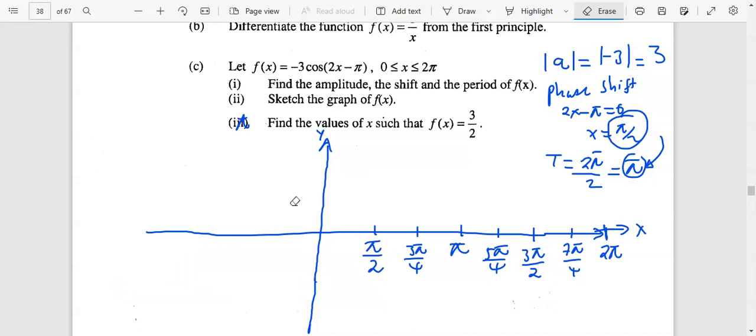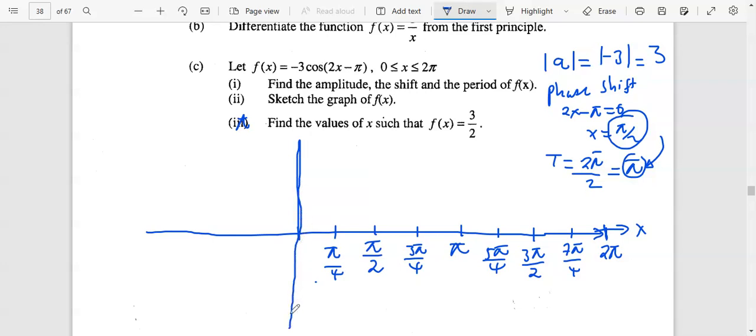Pi over 4 plus pi over 4 is pi over 2, so I just want to remove this because I need equal regions. So pi over 2 minus pi over 4 will give us pi over 4. Then pi over 4 minus pi over 4 will give us 0. So now this is where the y-axis is going to be. And remember, the function is supposed to start at pi over 2.